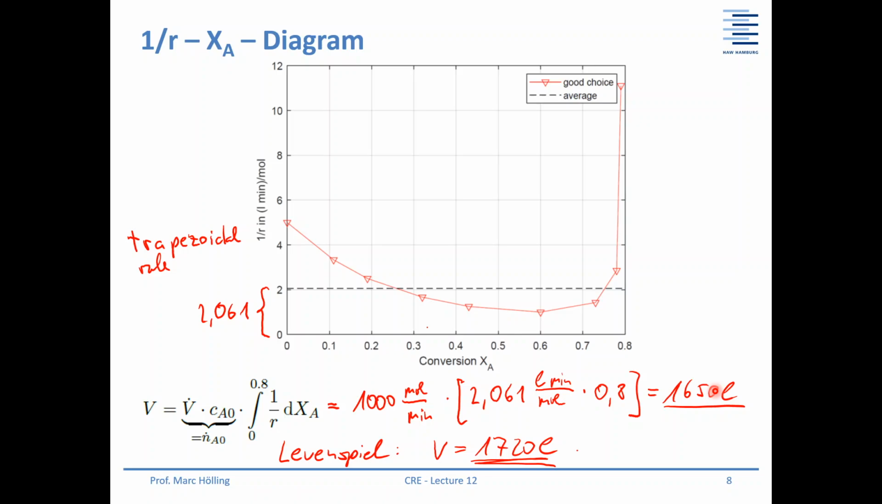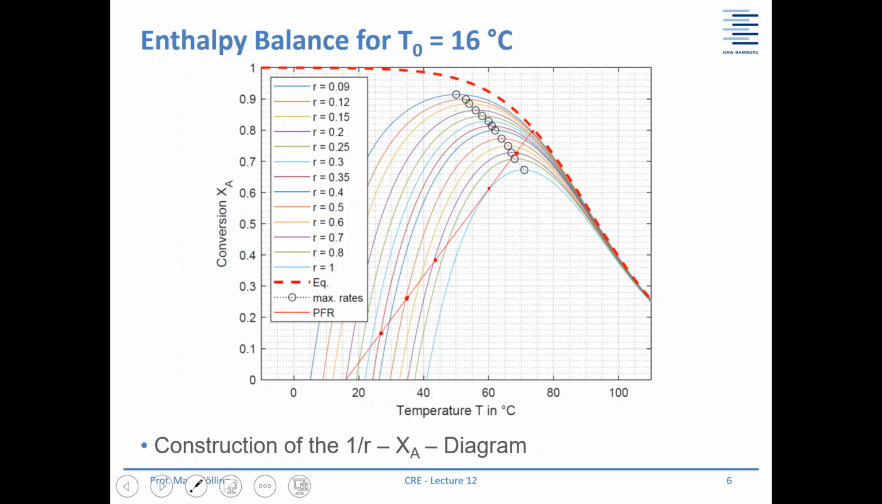Okay, this is how you can get the volume for the plug flow reactor if you choose the optimal inlet temperature. Just as a reminder, how can you determine the optimal reaction rate? If you start with a temperature that's too low, then you just have to design a bigger plug flow reactor. We found this out. If you start with 4 degrees, then you are in the range of 3000 liters. If you do it correctly, then you are in the range of 1700 liters.